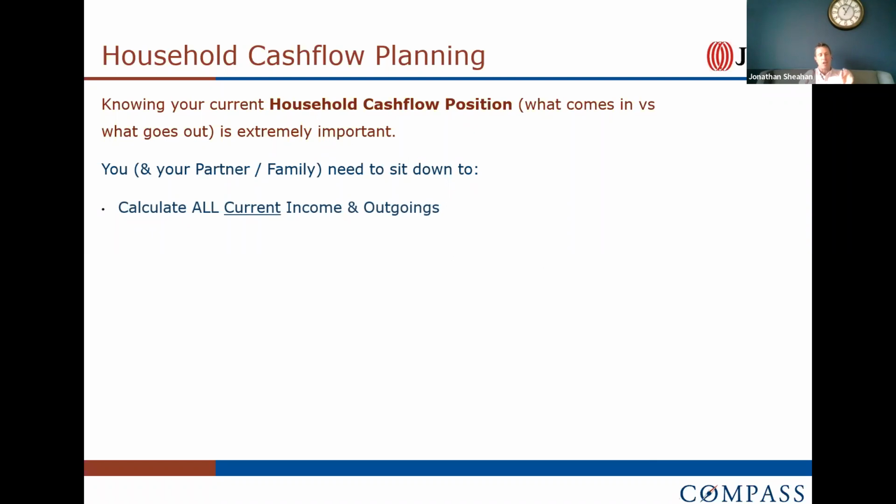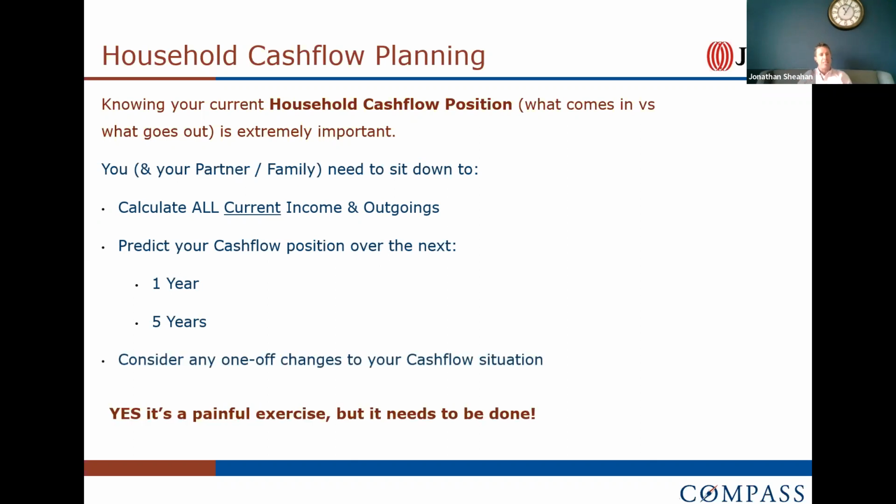So you need to calculate all of your current income and outgoings. Your current income and outgoings. You also need to look forward and say, how do we feel our cash flow position is going to change in 1 year or over 5 years? And you need to look at any one-off changes to your cash flow position. So are you buying a house? Are you buying a car? Are you selling something? There's so many factors there that you need to look at where you currently are and where you're going to be in 1 or 5 years' time.